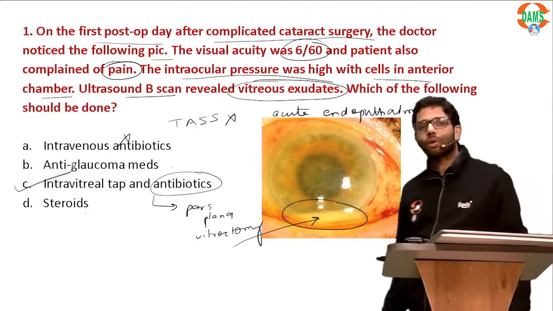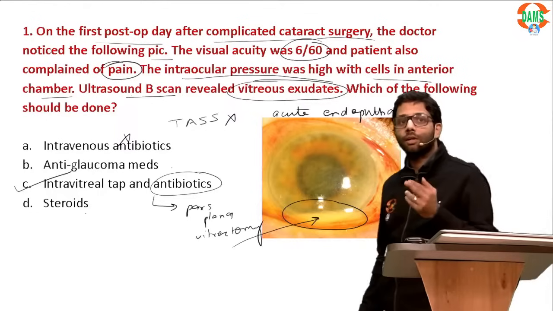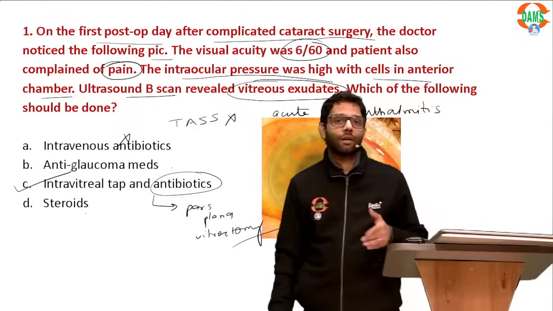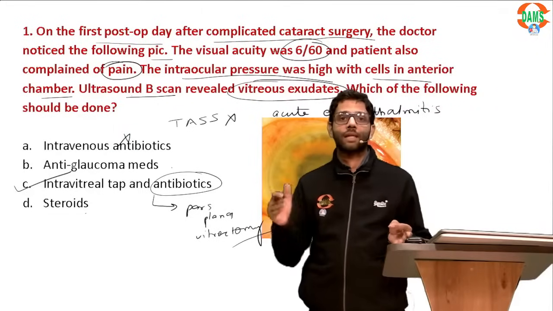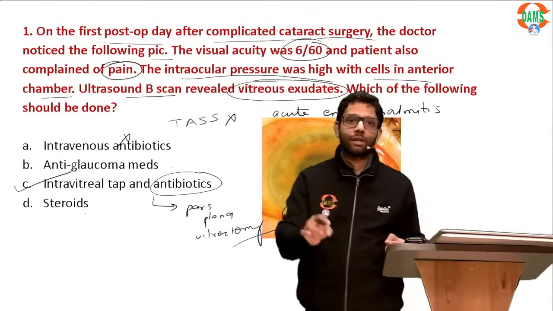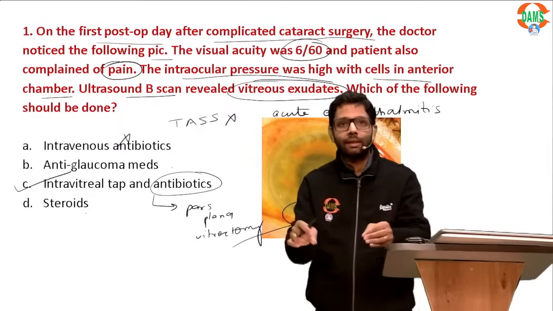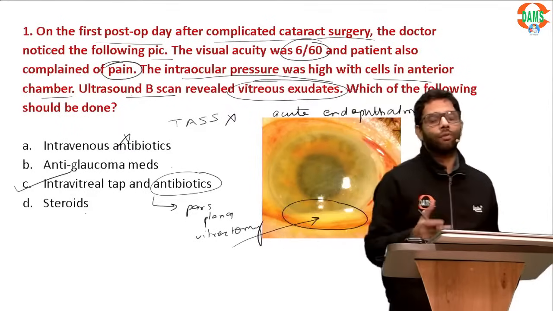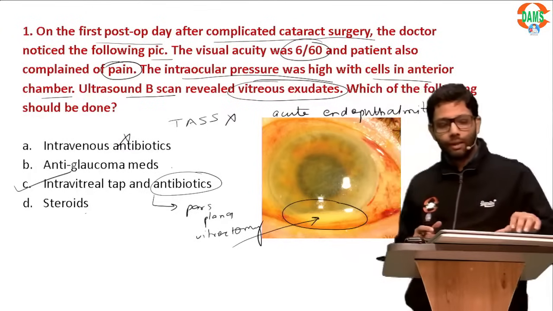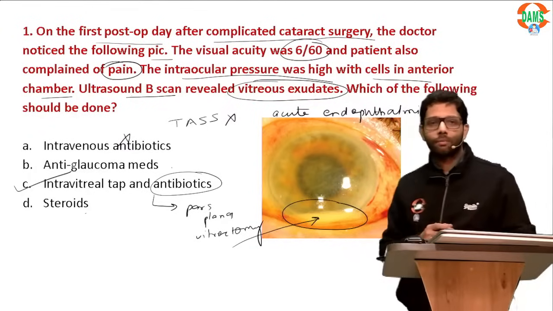Why pars plana? Because that is relatively avascular. The first page of our workbook of ophthalmology: pars plana is relatively avascular as compared to pars plicata. So all the intravitreal injections, all the probes inside the vitreous are through the pars plana route because it is the relatively avascular part of the ciliary body. That is the first question of the predictor series.